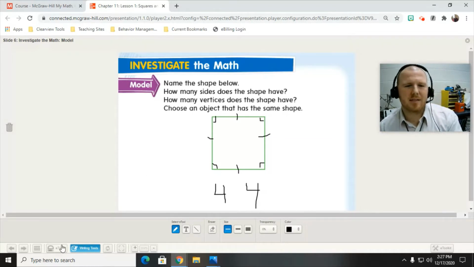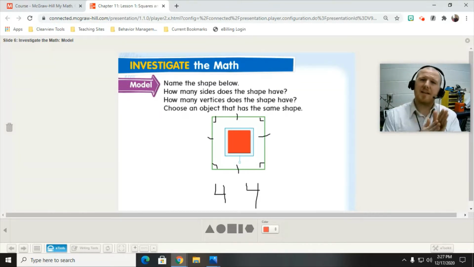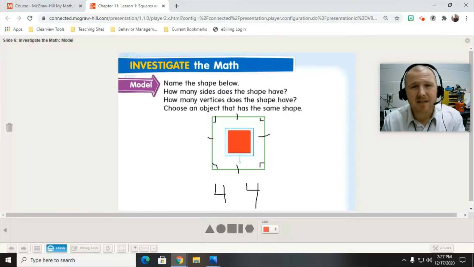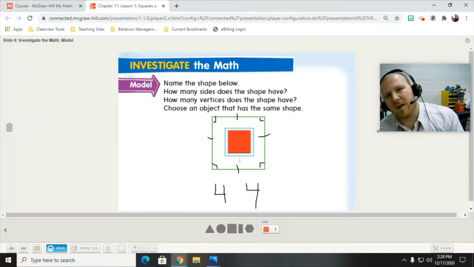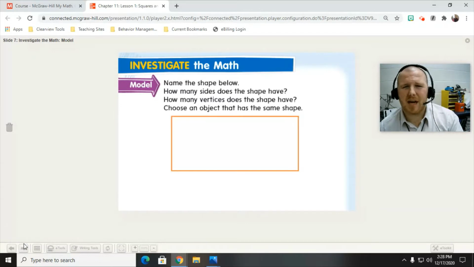Choose an object that has the same shape. Now, you might have something like this shape, and if you don't, you could always draw it on a piece of paper and cut it out. But like this block is this kind of shape. The face of a die, dice, that's a square. You might have square plates. A lot of plates are round, but you might have square plates, who knows? But you might see a face of a box or something like that. Square, boom. Find that object.